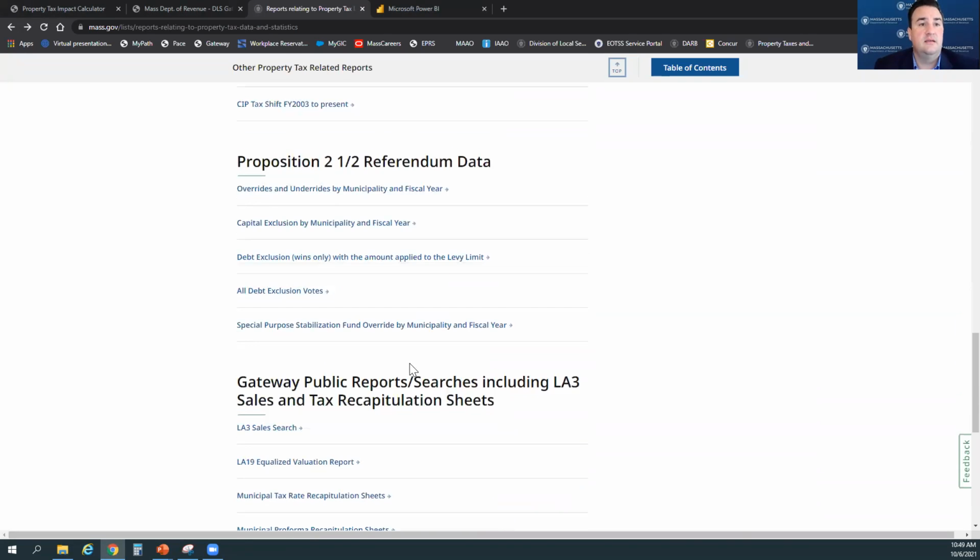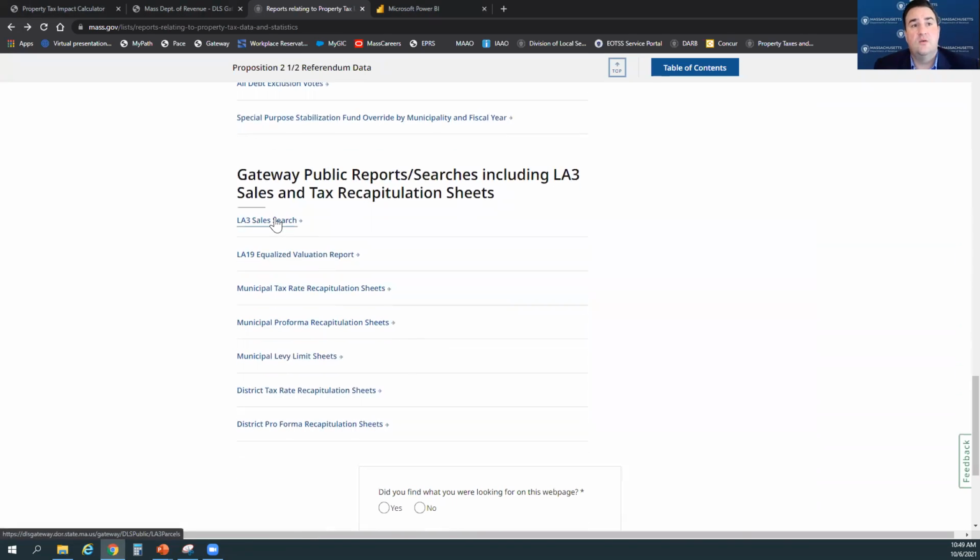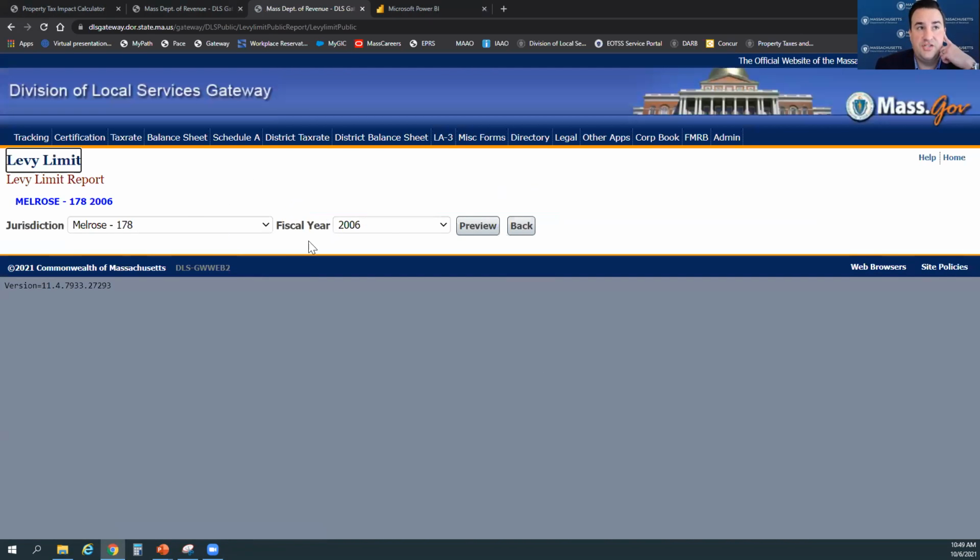Let's see. So there's some other things here. Here's a municipal levy, different sheets. So you can look at anything. There's some public facing kind of documents.